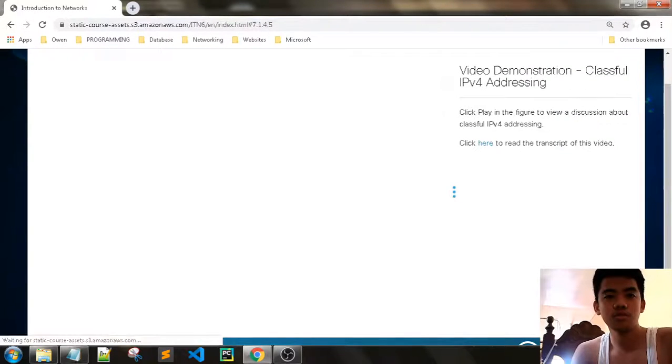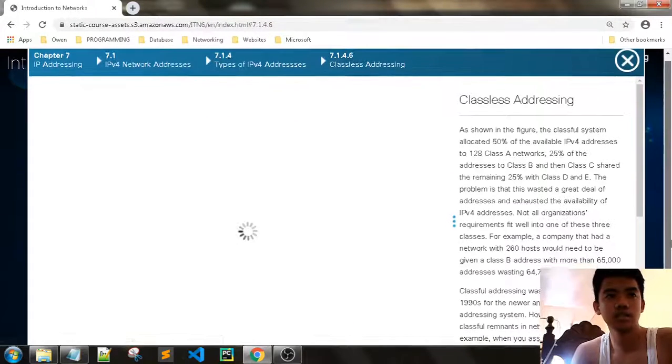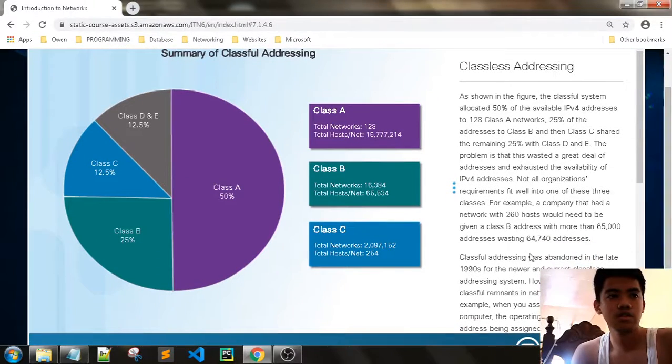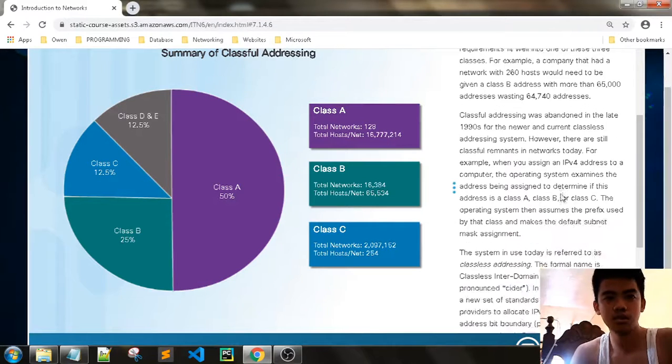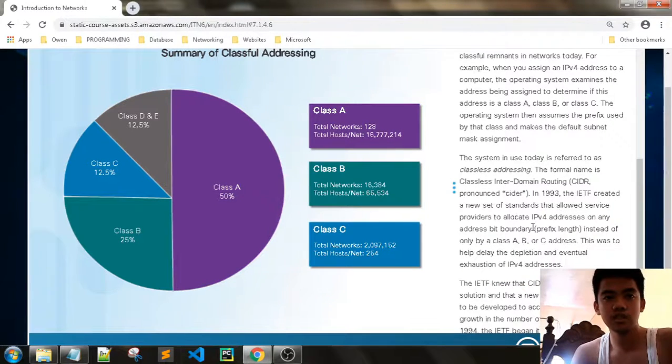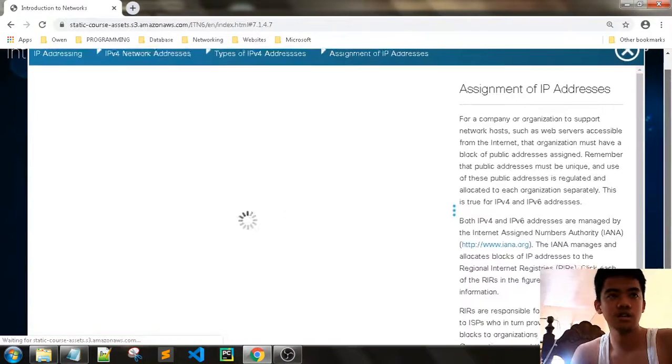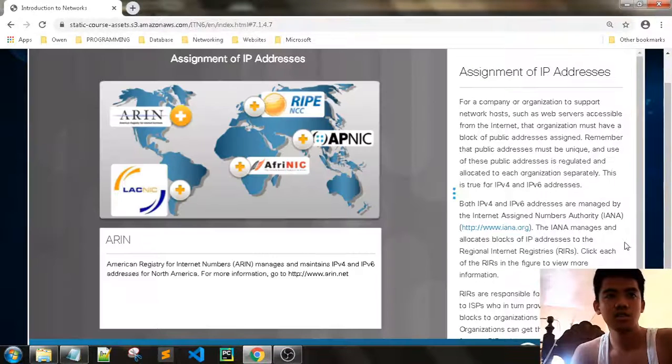Let's move on to classless addressing. When using classful addressing, many addresses go to waste, so we use classless addressing. We use different subnets just to save addresses.